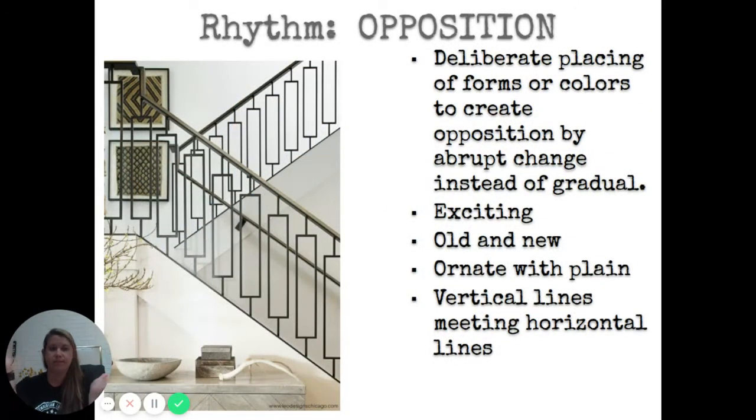Opposition just means anything that's opposite. In this picture, it's black and white, and it is vertical and horizontal happening together. It could be old and new, ornate with plain. It could be rough and smooth. It could be two opposing design styles.